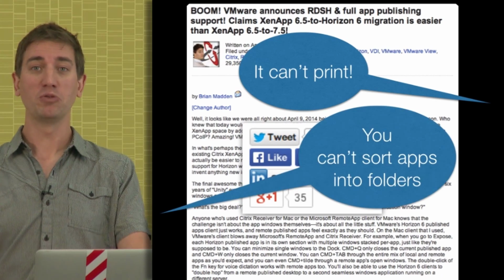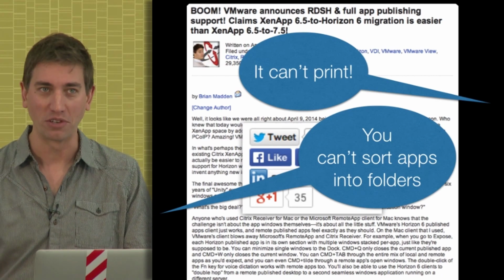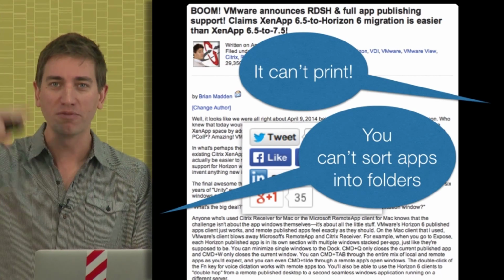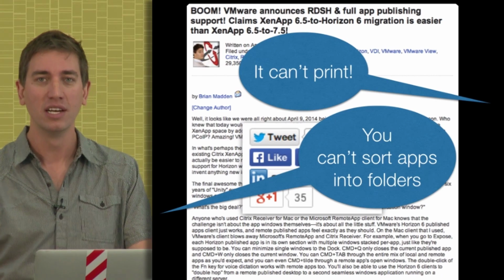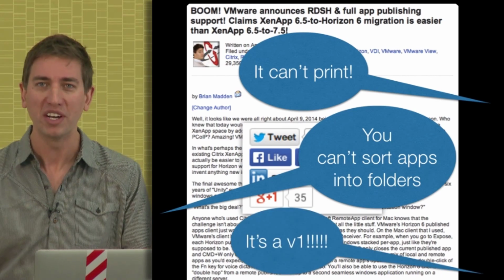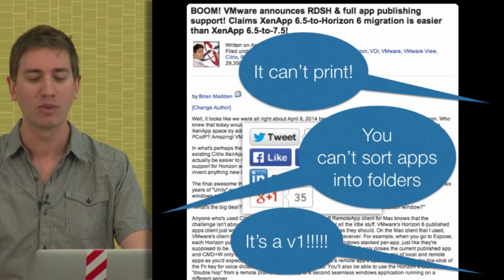Horizon 6, you can't sort applications into subfolders. So if you publish 100 apps, all of your users have to sort through all 100 apps just to find the app that they want. People say this is just a version 1. It's going to be buggy and it's crappy and it's not going to work very well.